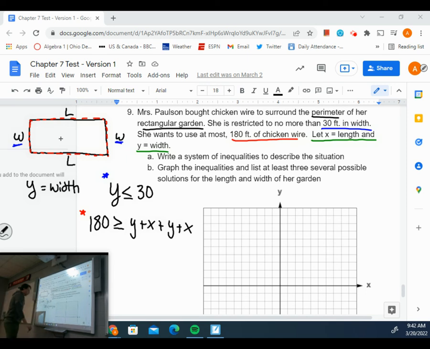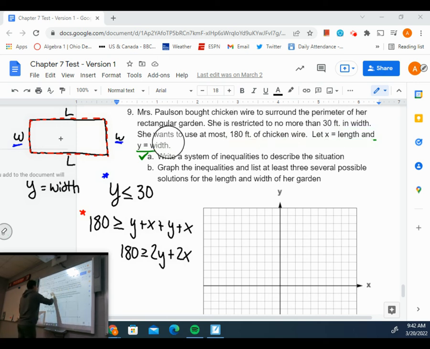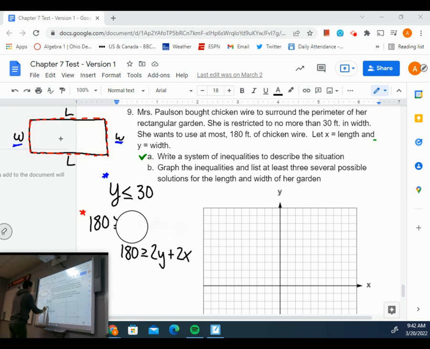Now we see here that we've got some like terms we can combine. And so when we do that, we get 180 is greater than or equal to 2y plus 2x. And some of you might even skip this middle step. Some of you might have jumped over it and said, I already know the perimeter of a rectangle is 2y plus 2x. That's cool. So at this point, we have accomplished letter A. Let me erase maybe some of this underlining, make stuff a little clearer. We have accomplished letter A. We have written a system of inequalities.